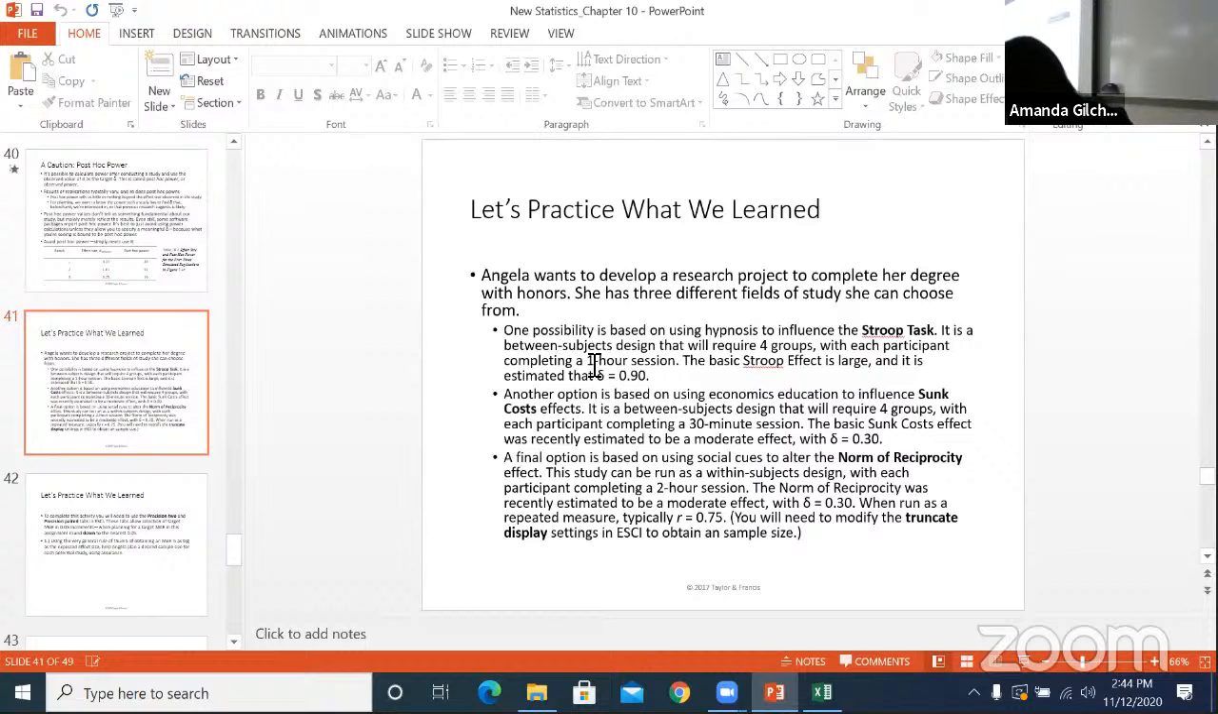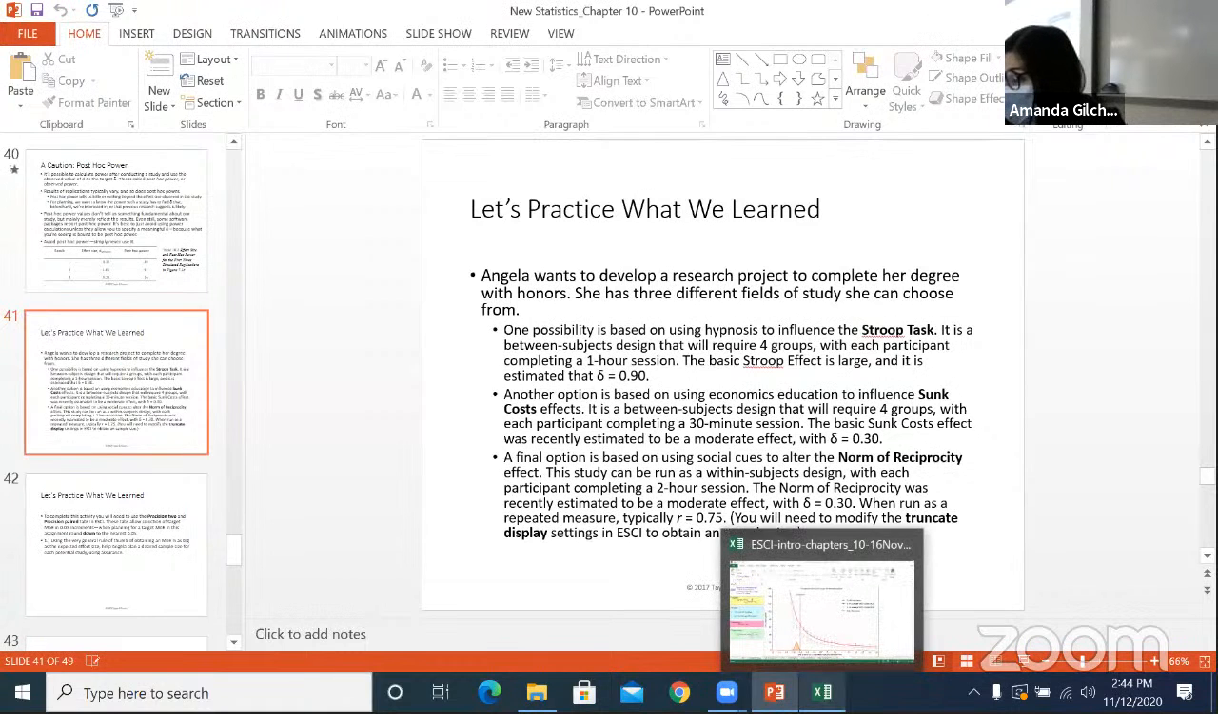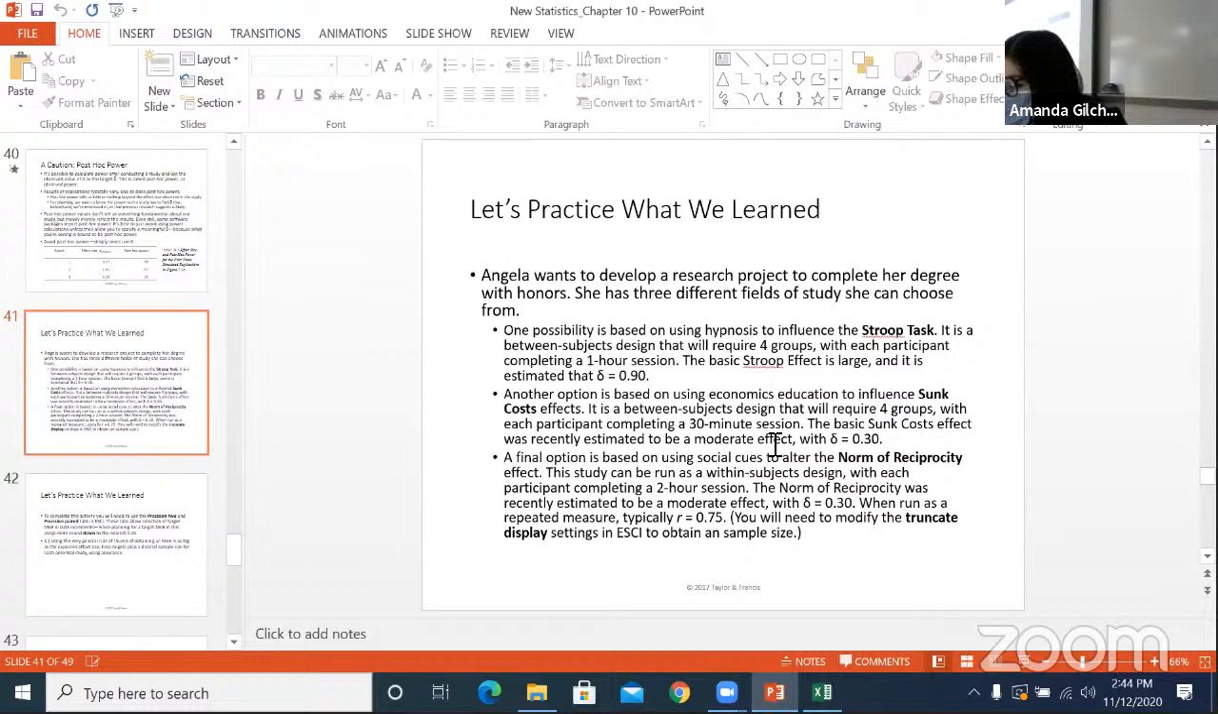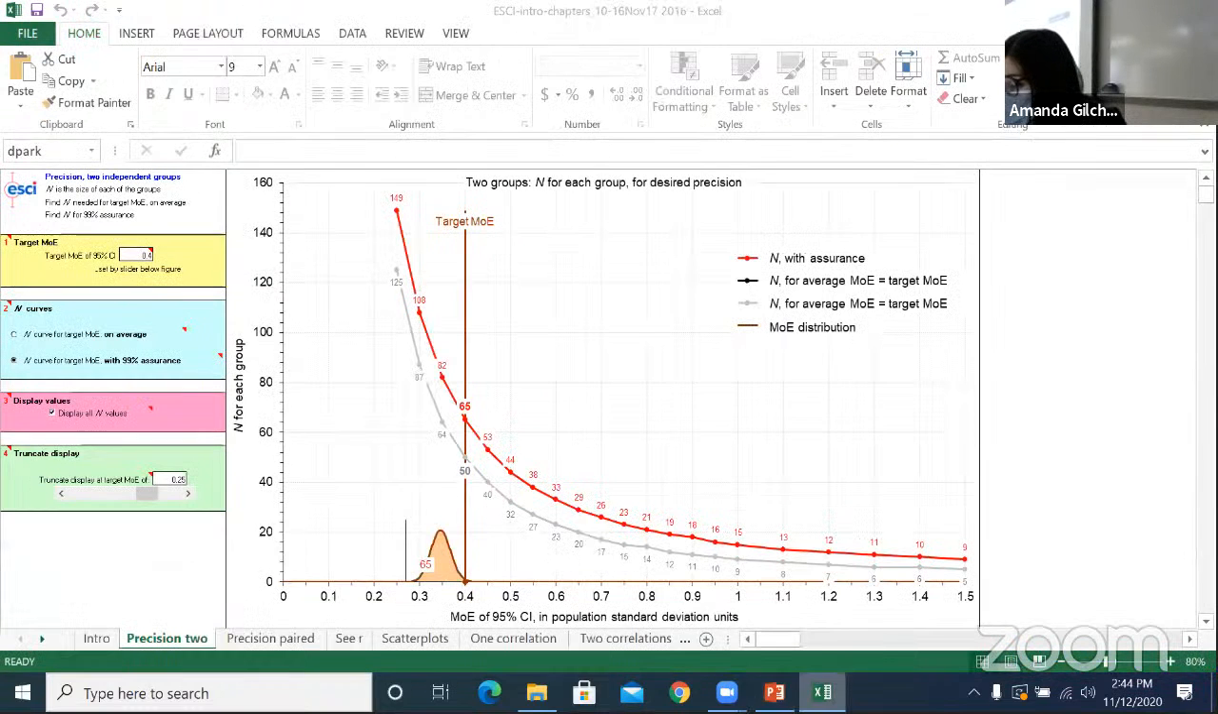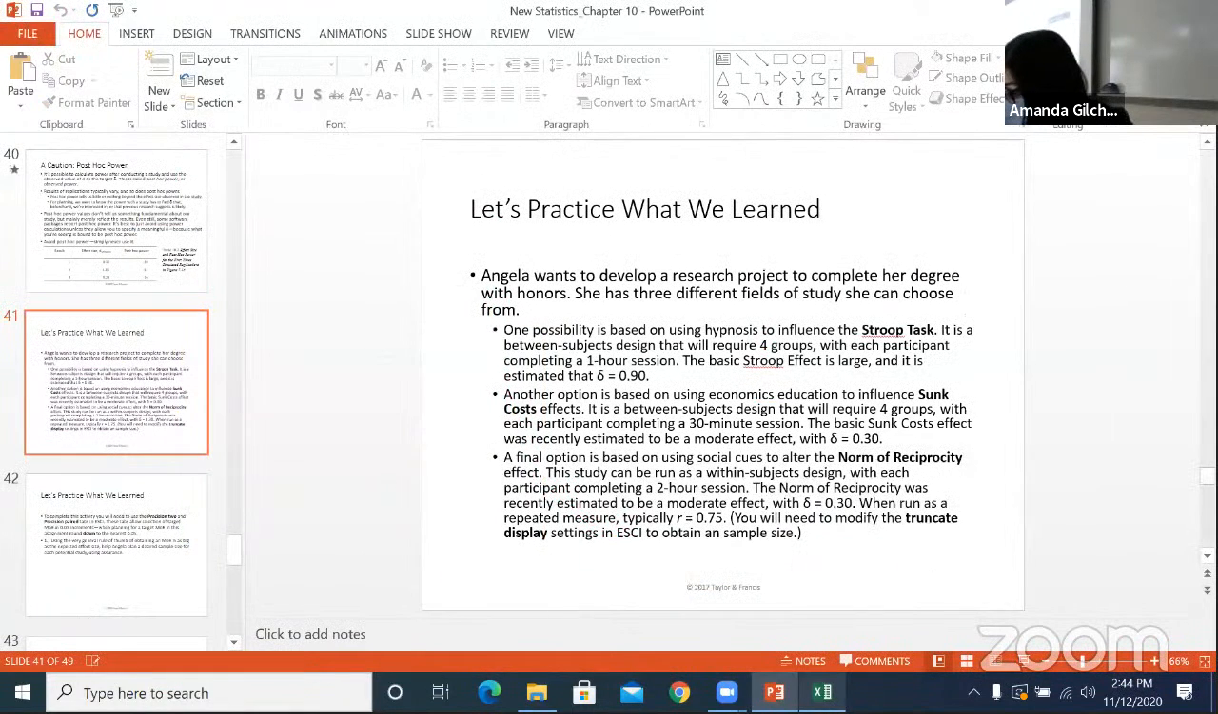In fact, let me see how much that would be. Yeah, that's about 37 hours per week in that case. So you're going to get a pretty good effect here because the Stroop effect is pretty robust, but it looks like it's going to take a lot of work with 4 groups and a between groups design. So now let's focus on the sunk cost effect. This is another between groups design. Here, the effect is small.